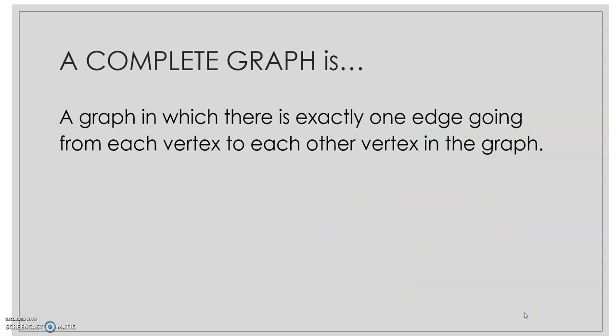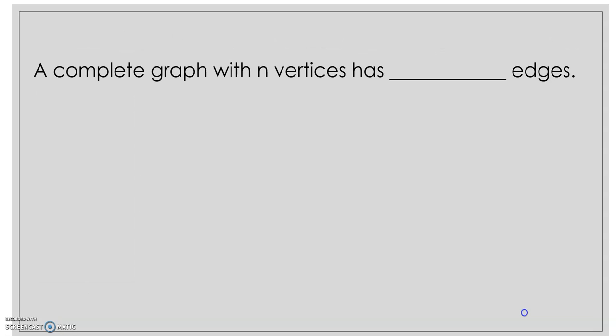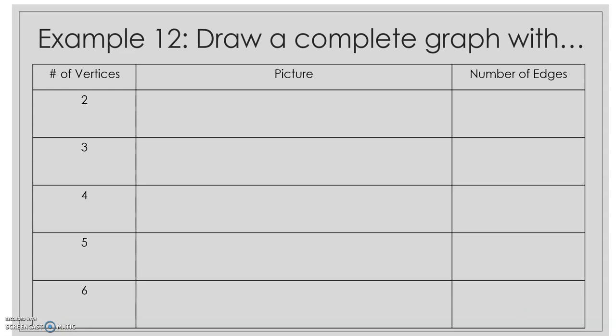A complete graph is a graph in which there's exactly one edge going from each vertex to each other vertex in the graph. Draw a complete graph with 2 vertices. Here's our picture, and there is one edge. Three vertices, there's our picture, 3 edges. 4 vertices, 6 edges.